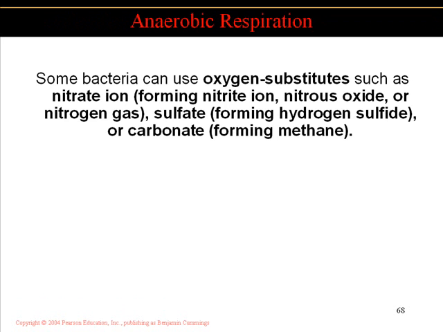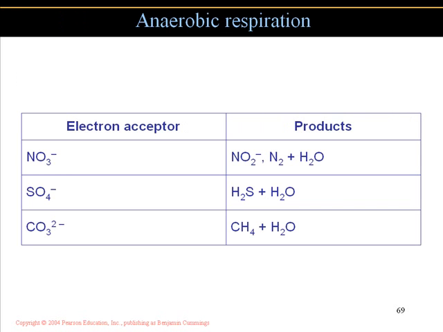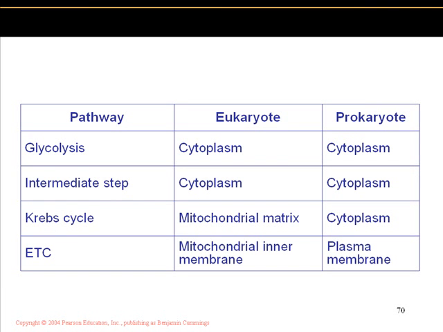Some bacteria use oxygen substitutes, such as nitrate, and certain organisms don't require oxygen. They can exist in different environments. They'll form nitrate ions, or nitrous oxide, or nitrogen gas; sulfates, they form hydrogen sulfides; or carbonates, forming methane. So also in anaerobic respiration, you can see different electron acceptors can be used. Nitrogen, sulfur, carbon can also be used as electron acceptors instead of oxygen to generate different products.